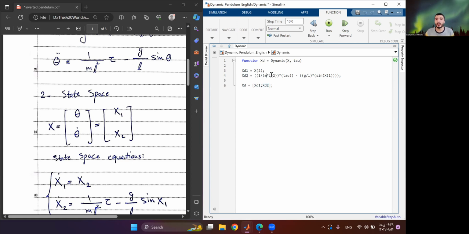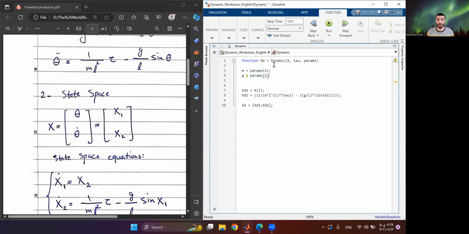We need the constant parameters m, l, and g, so I define a parameter as an input named params. So we have m equals params of 1, g is params of 2, and l is params of 3.